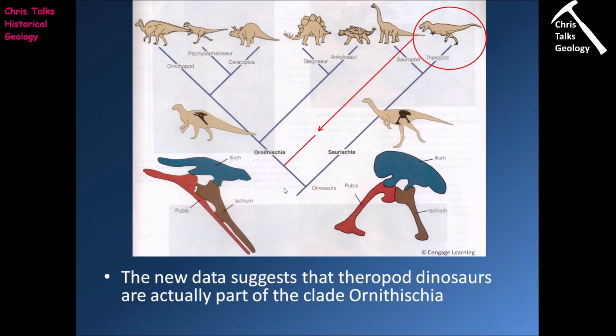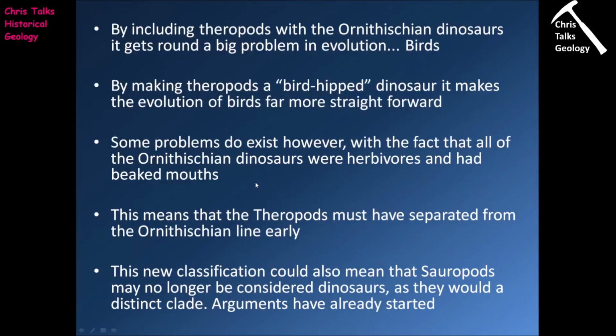So what does this actually do? Well, by including theropods with the Ornithischian dinosaurs, it helps to get round a bit of a problem that we have, which is the evolution of birds. By making the theropods part of the bird-hipped dinosaur line, it makes the evolution of birds far more straightforward, because remember, in the current position the theropods are part of the Saurischian line, so essentially they are lizard-hipped dinosaurs.